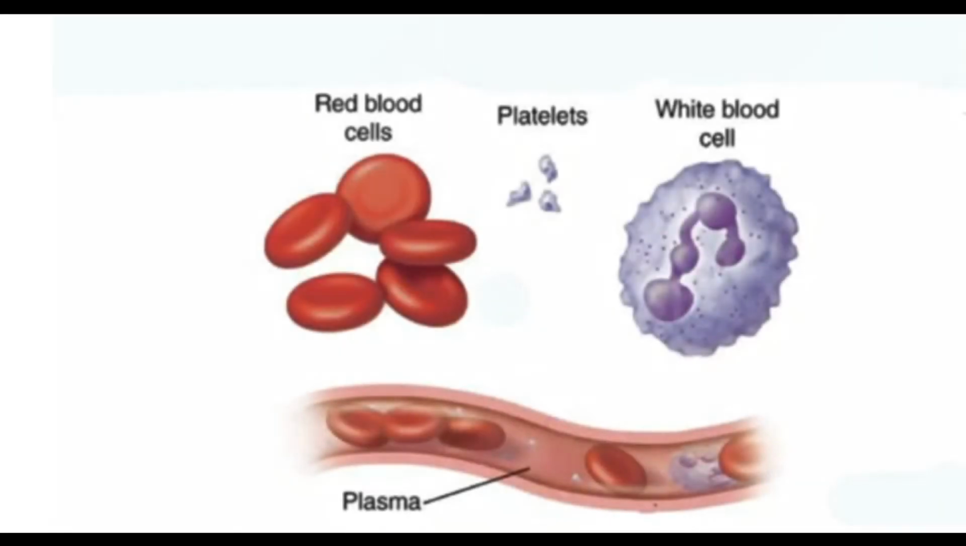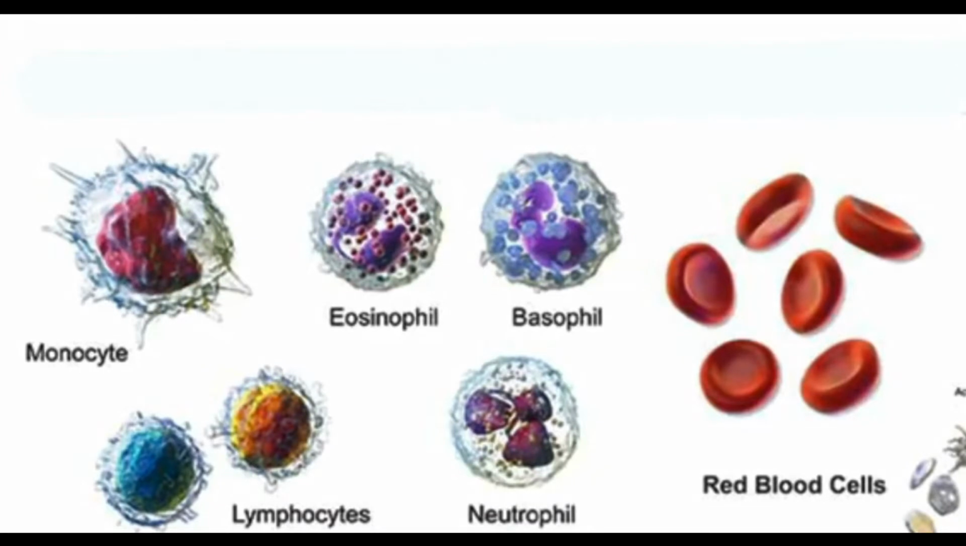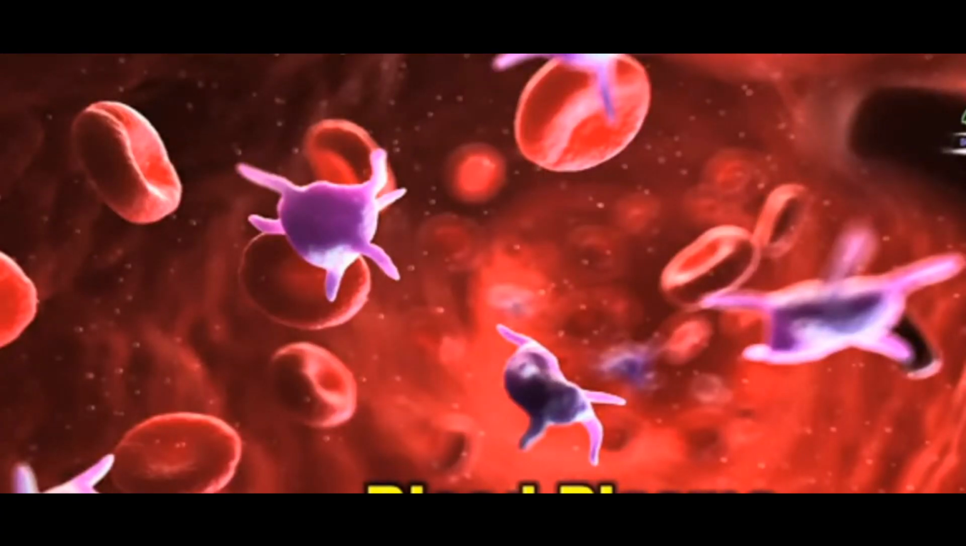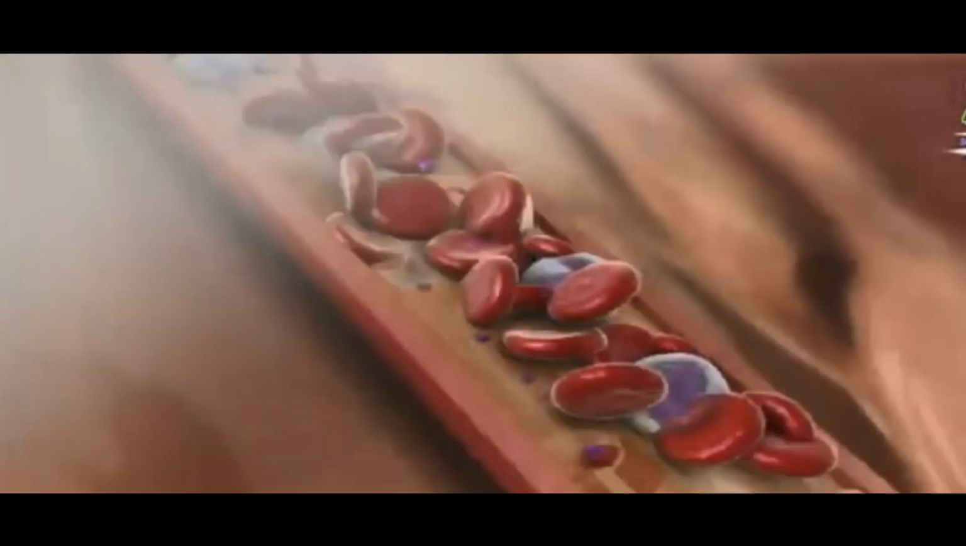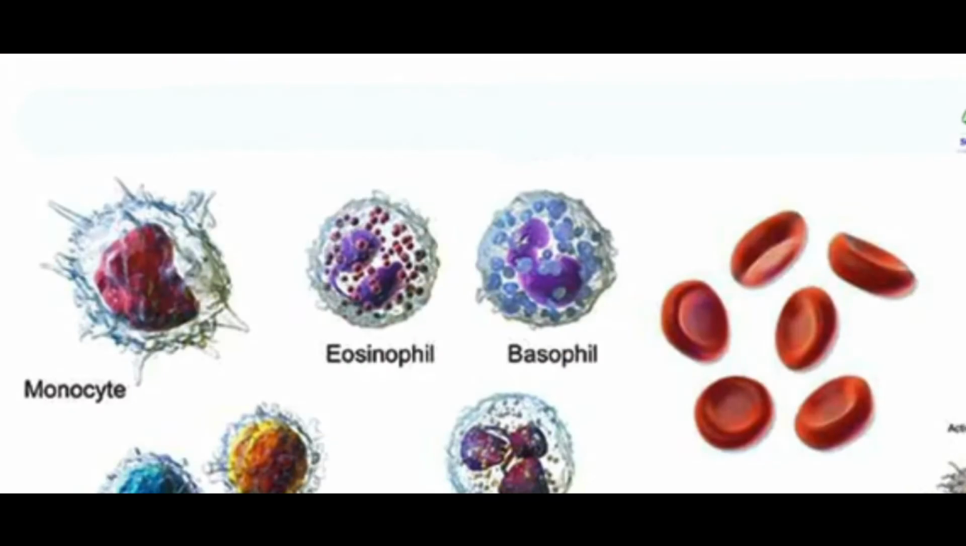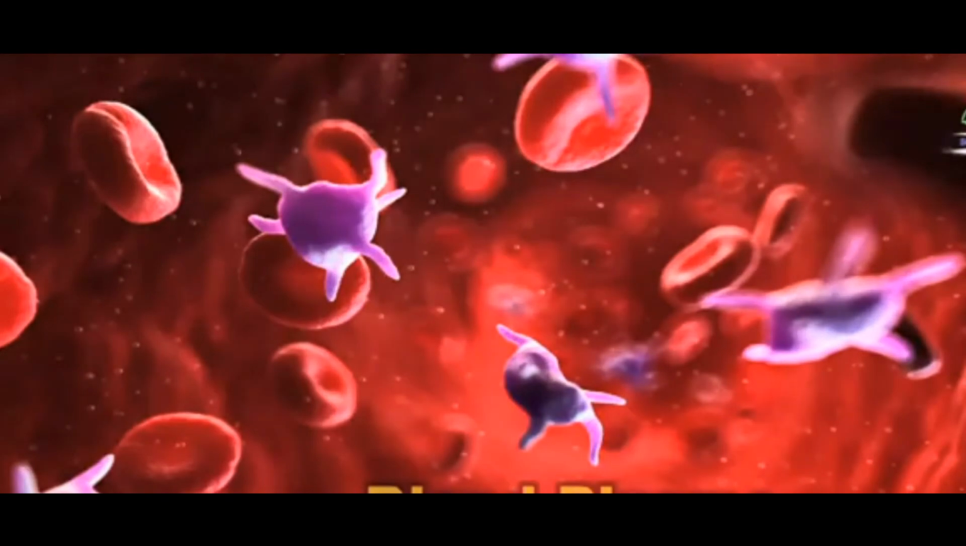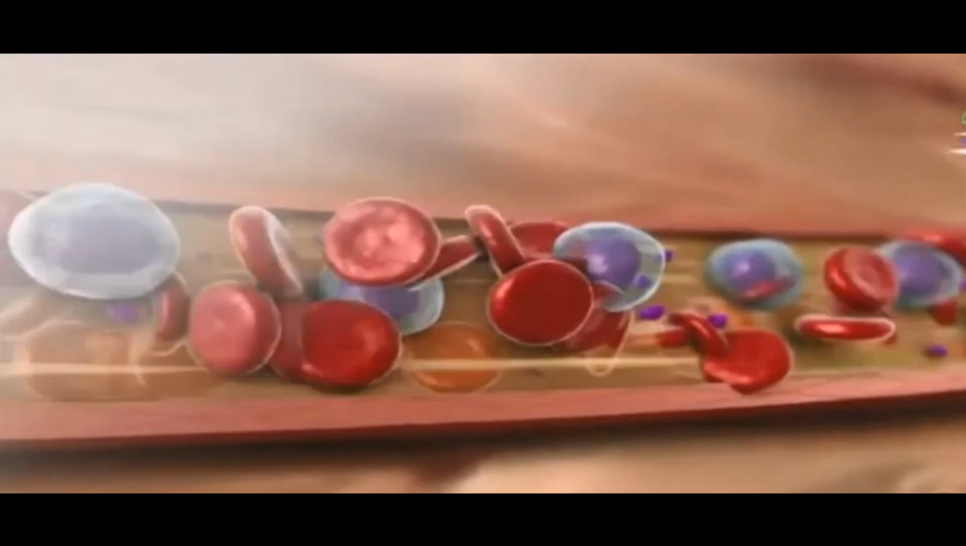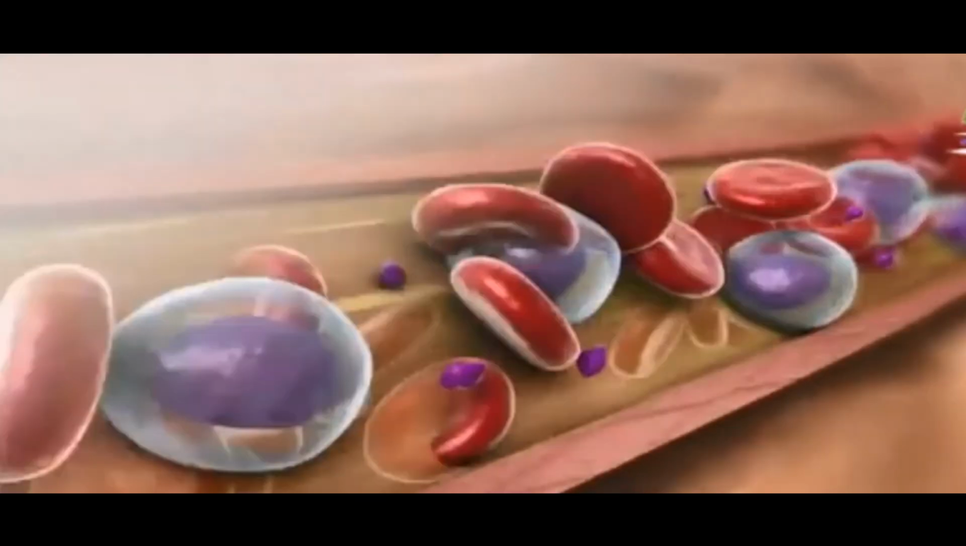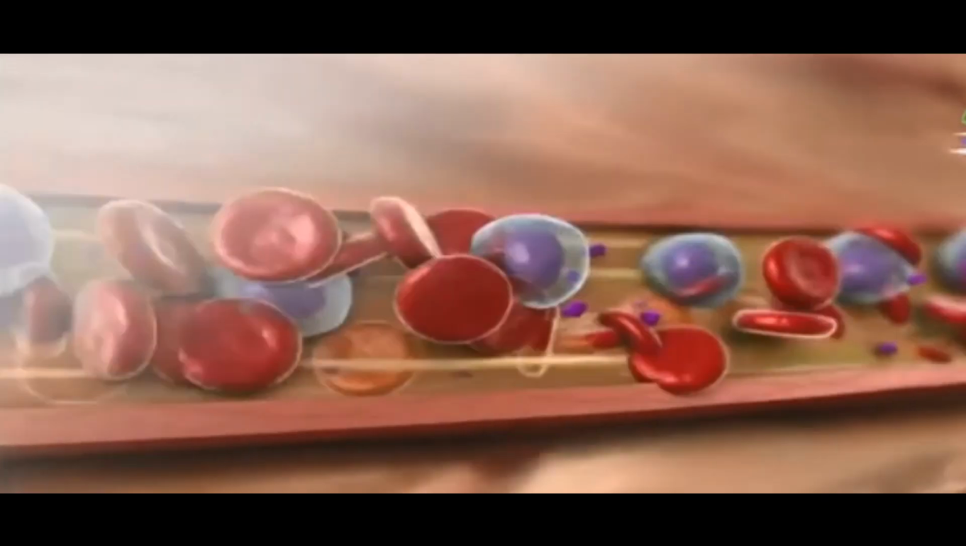So, if a patient just needs red blood cells, we can give red blood cells. The red blood cells are separated from the blood and given to the patient. Or the plasma can be separated from the blood and given to the patient if the patient just needs plasma. We can also give platelets separately if the patient needs just platelets.